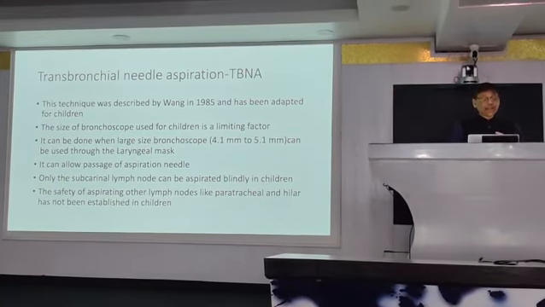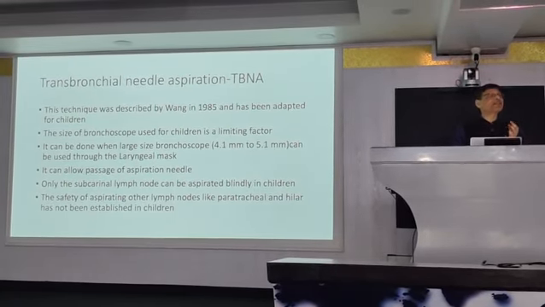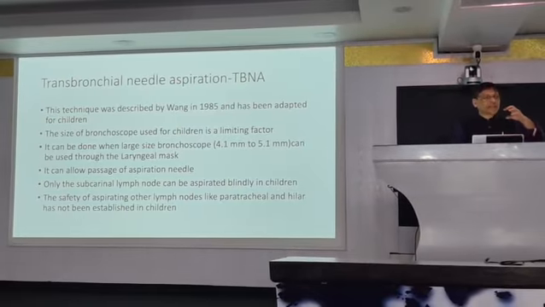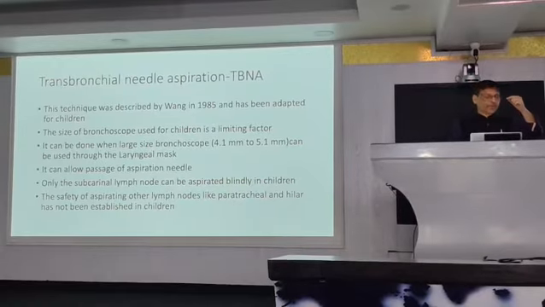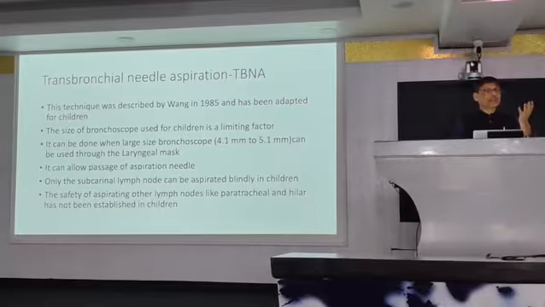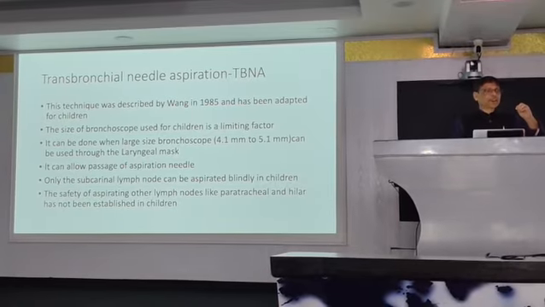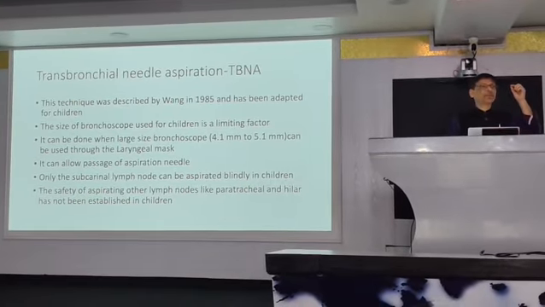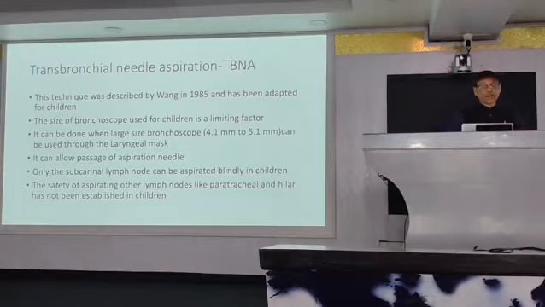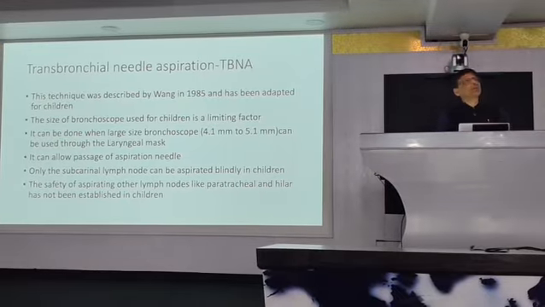Only the subcarinal lymph nodes can be aspirated blindly in children. We know where the subcarinal lymph node is, and we know what the carina is. So if you know from your radio imaging that there is a subcarinal lymph node, you can go up to the carina, puncture it and take a needle biopsy. So it is easy. Other than the carina, other locations are very difficult. For other locations we do EBUS.